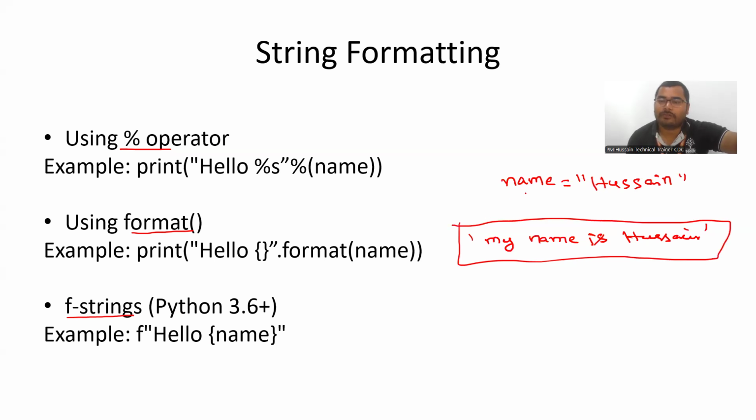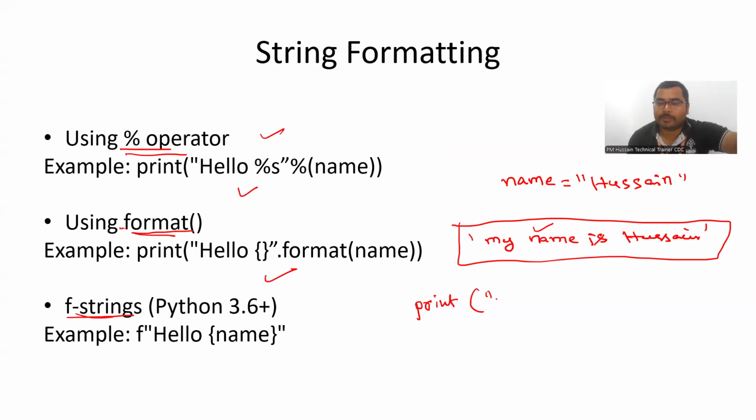Okay, so now I have the variable name which is assigned with Hussein. In such a case, you can print the string in this given format using any one of these three methods. You can use the percentage operator method, the dot format method, or the f-string formatting method. Okay, so how can you print? See here. The first method to print is using the percentage specifier method, print.